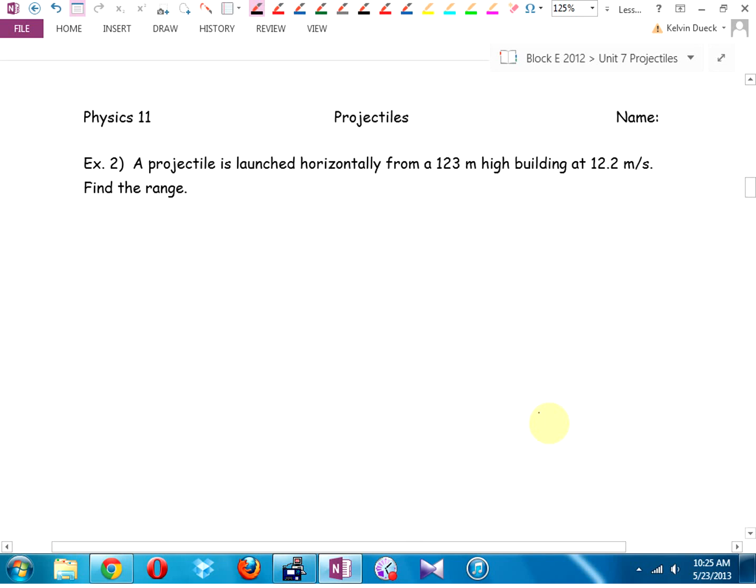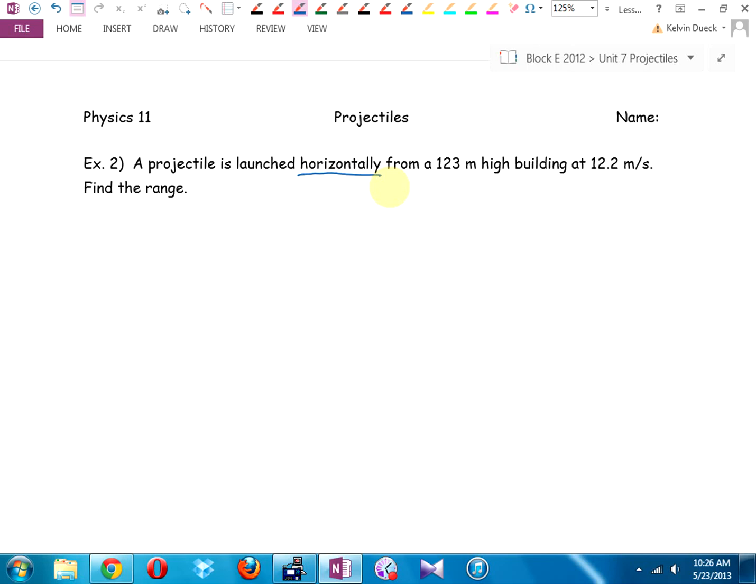Example 2. A projectile is launched horizontally from a 123 meter high building at 12.2 meters per second. You know what? This concept of being launched horizontally is important. I'm going to underline that. Find the range. What's the range? Horizontal displacement. By the way, this question is almost identical to the one we just did, except instead of walking you through saying find the time, I just said find the range.